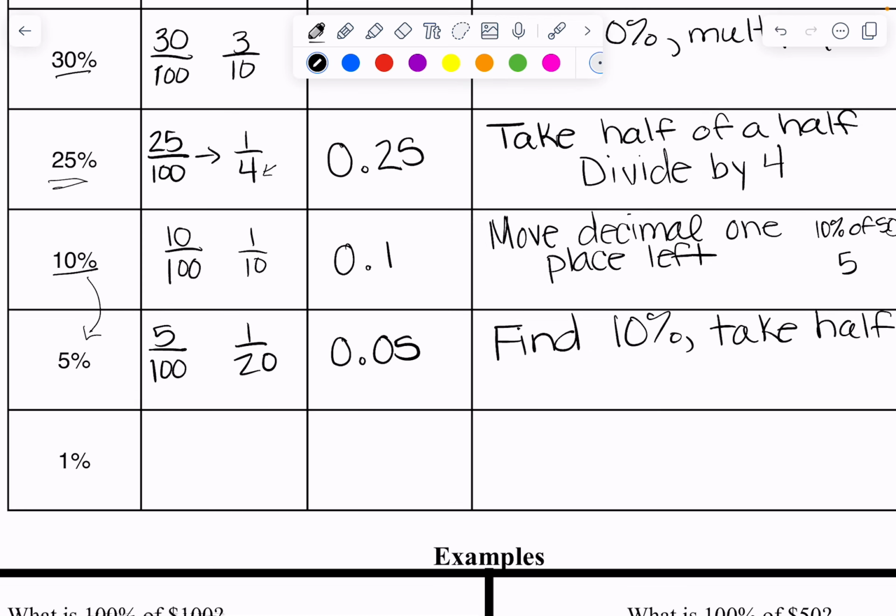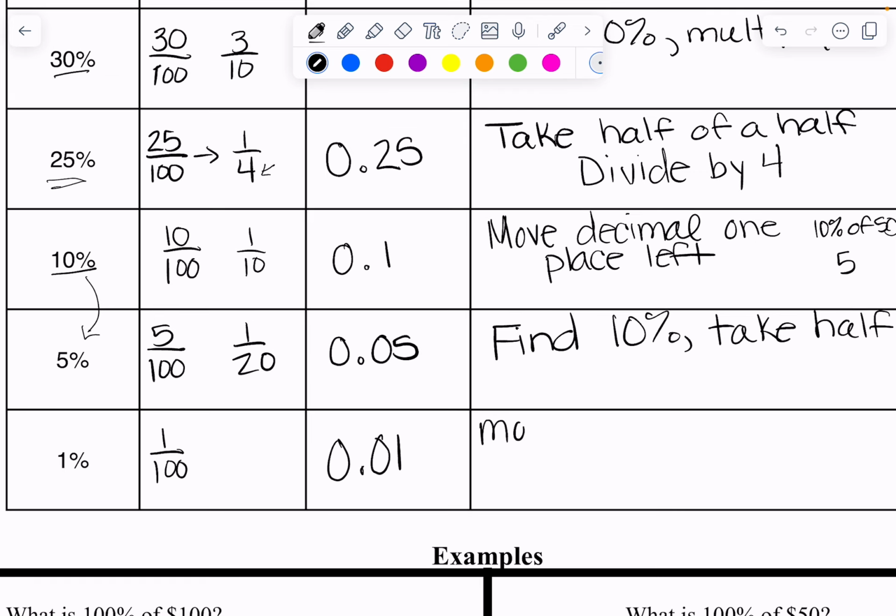And then 1% is 1/100th, 0.01. Essentially what we're doing here is dividing by 100, and when you divide something by 100, you move your decimal 2 places to the left.